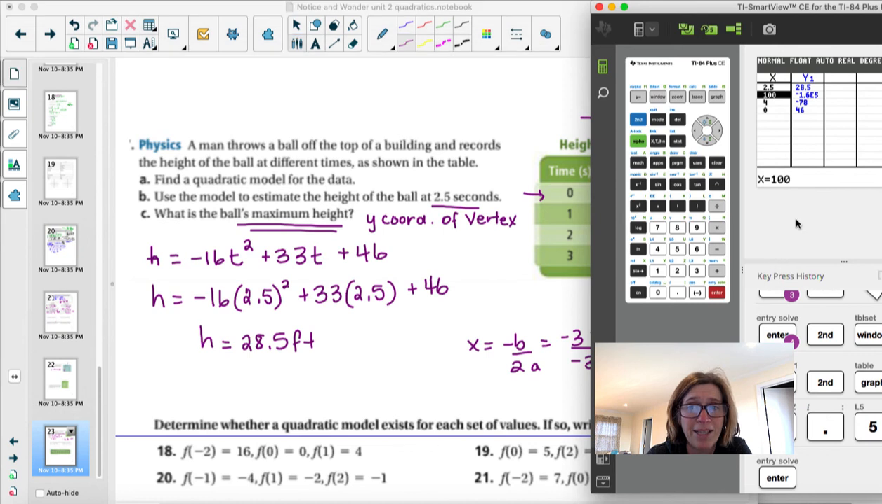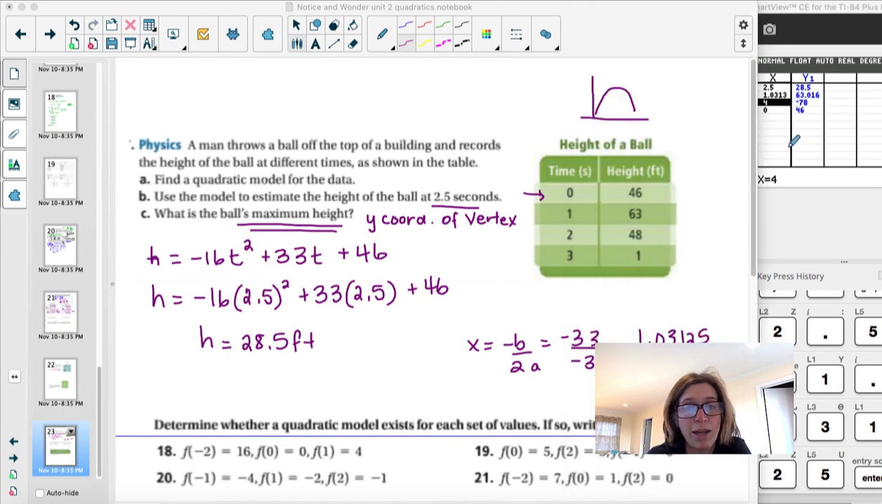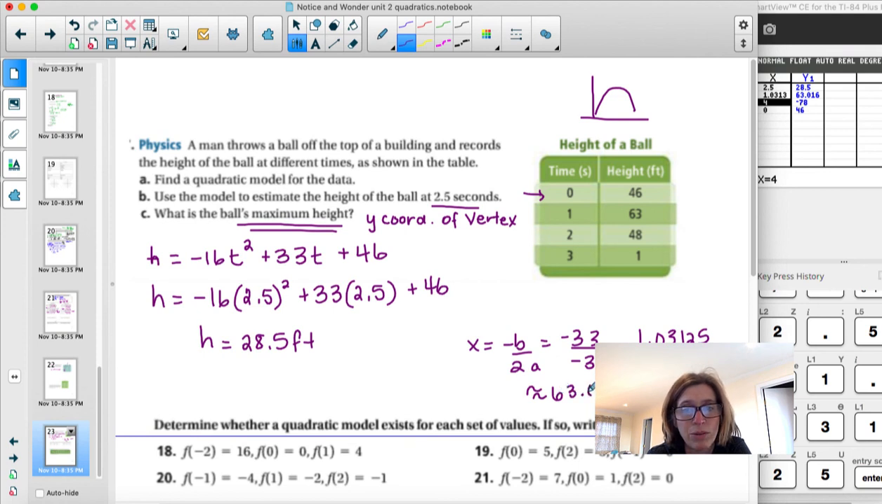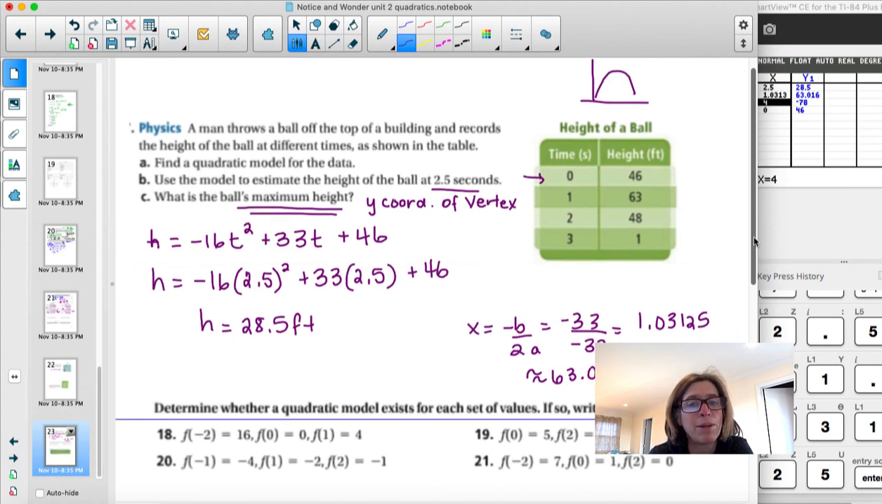So I'm actually going to go back to my calculator, and I'm going to plug in 1.03125. And that gives me about 63. So I'm going to say approximately 63.02 feet. It's about the max. Okay, so that actually tells us that that's a really great way to use linear or quadratic regression to model some data that might be quadratic.